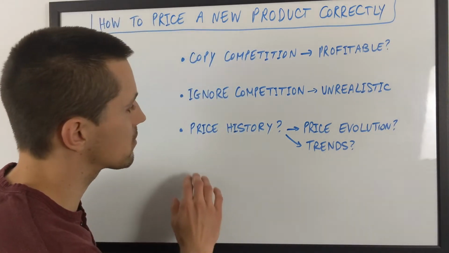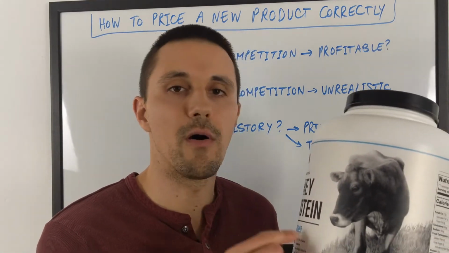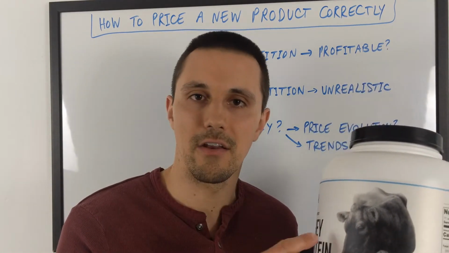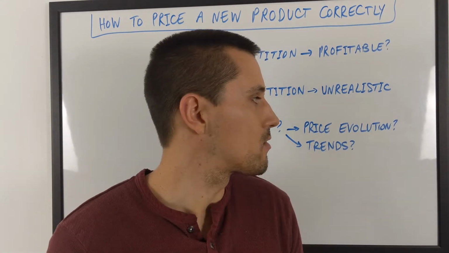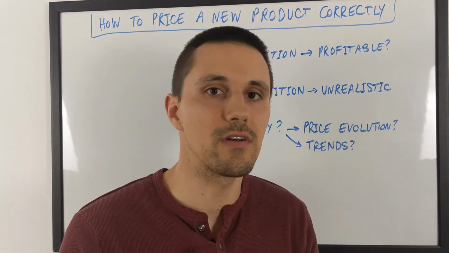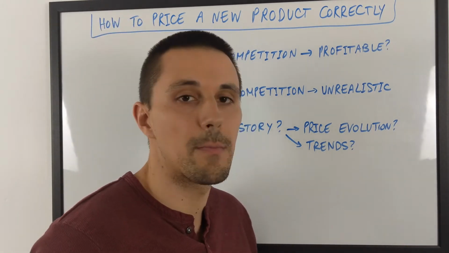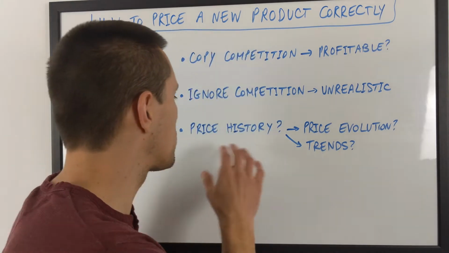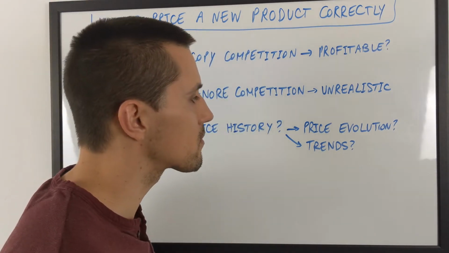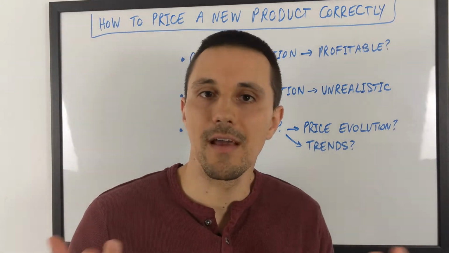And then third, you could say, imagine I already have a price history because before making this whey protein, imagine I had another one before, so I have, let's say, 2 or 3 years of history. And I could say, well, my last protein powder, I sold it for $40, and now with the new formula, I'm just going to keep it at 40 because this is what more or less works. The problem with just using price history is you are missing out. Is there a price evolution? Maybe I give you an example.